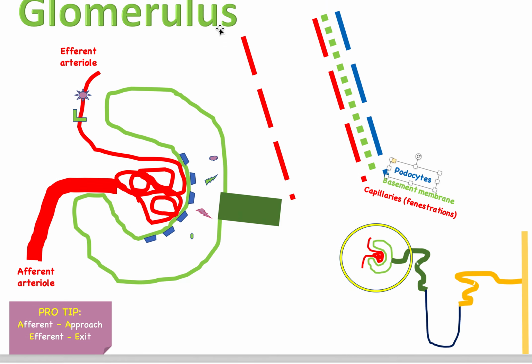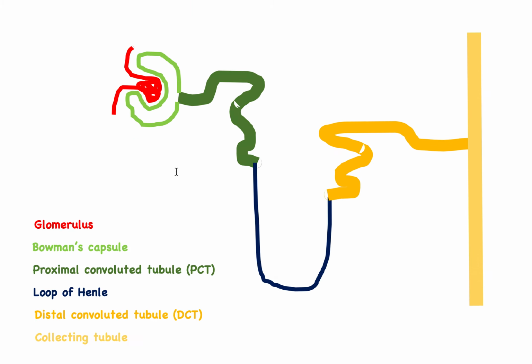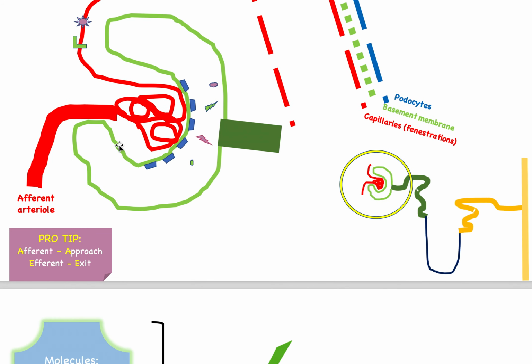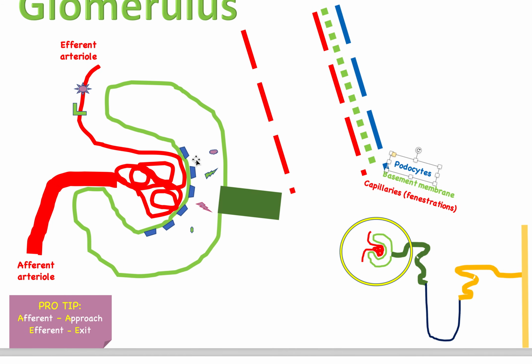So the glomerulus, in a nutshell, is a size filter. So this is the closest thing to a real live house filter, okay? This is the first stage. So the first stage of the nephron is a filter by size.